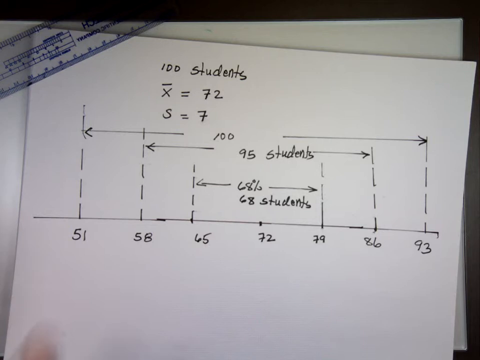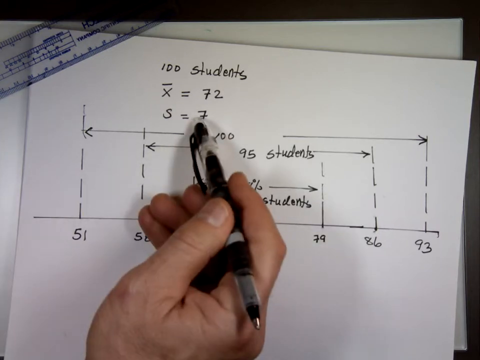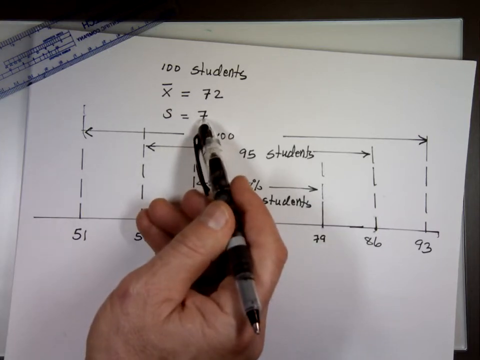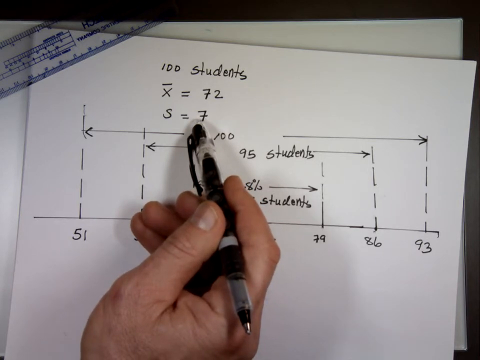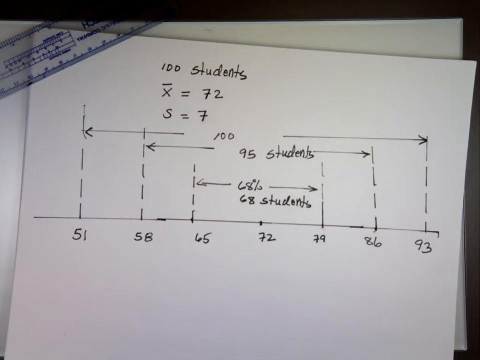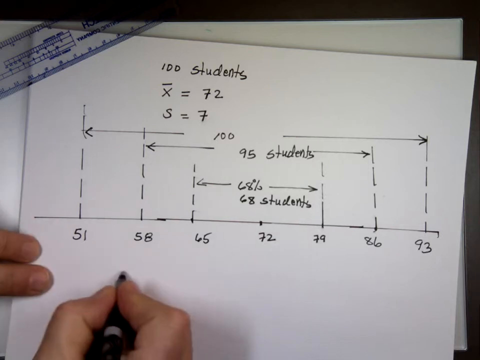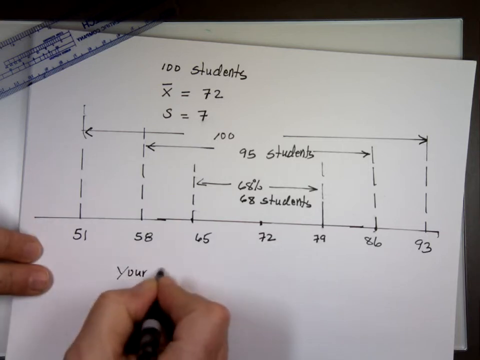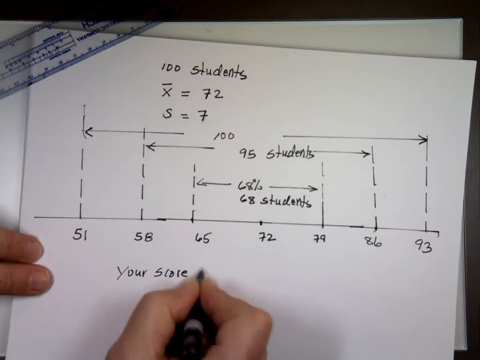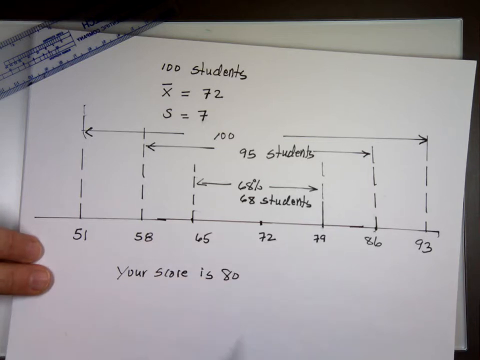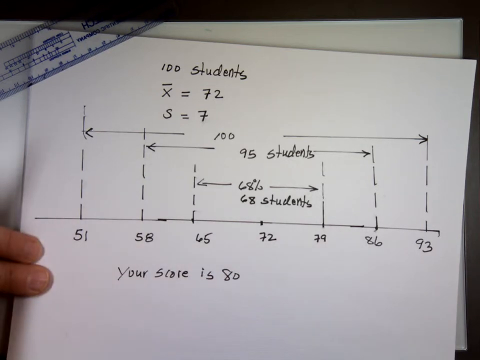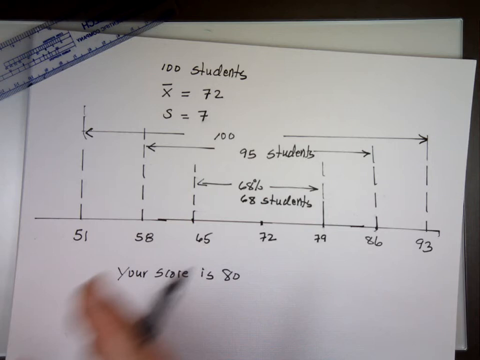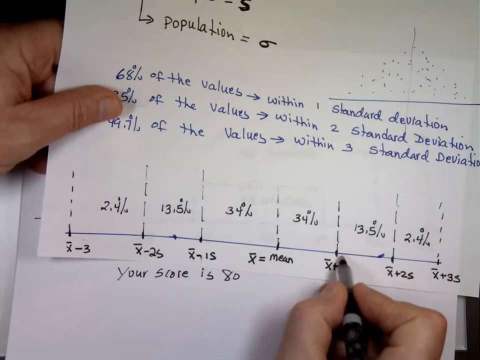Now, if I take the same problem, but instead of having a standard deviation of 7, change it to a 2. So imagine if you said, you know what? I took that test. I didn't think it was that bad. I scored 80 on that test. Your score is 80. So not bad, 80, but when you look at the percentage, you're right here.